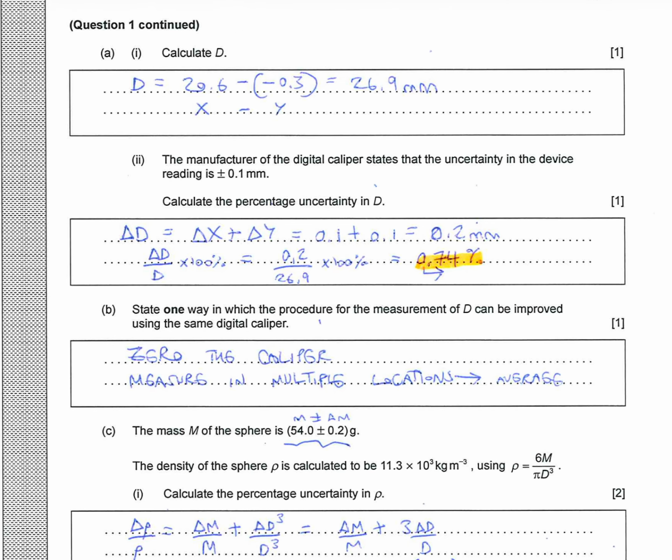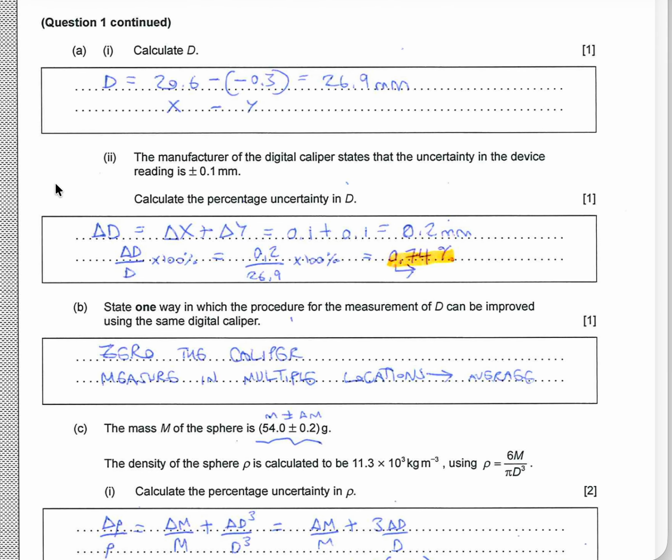All right. Now, the D, I won't put the thing back on the screen here. We had 20.6 and we have a 0 error of minus 0.3. And so therefore our D is actually 26.9 millimeters. What this means is that everything's being under measured. We need to add 0.3 millimeters to every single value in order to get the correct value. And the way that I've written this here is that D is equal to X minus Y, and that's important for later. In fact, it's important for right now, because a lot of students make a mistake here.